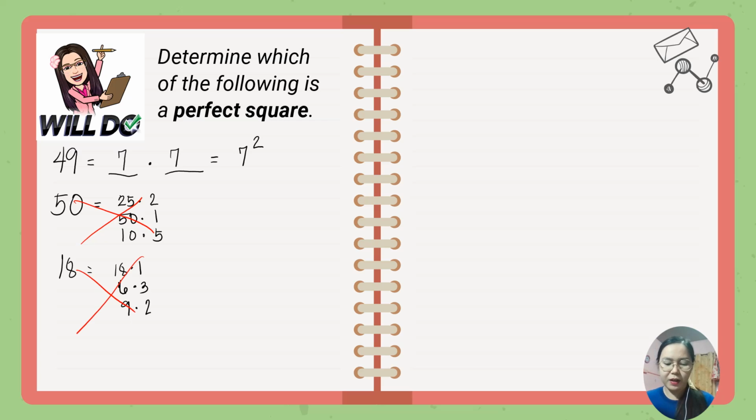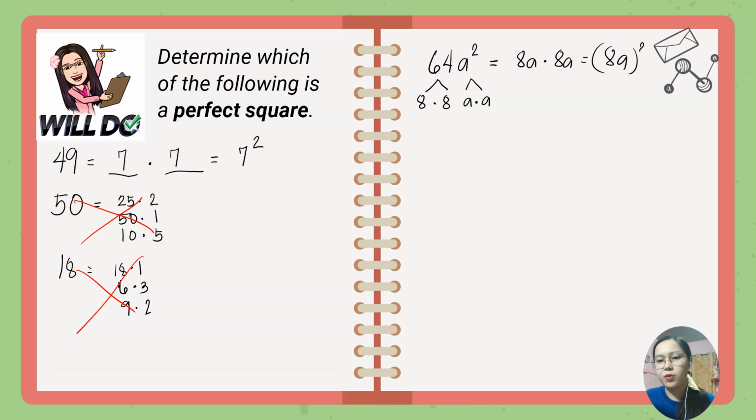How about 64a squared? Is it a perfect square? Let's see. So 64, of course, has 8 times 8. 8 multiplied by 8. A squared is a multiplied by a. Therefore, we can write it as 8a multiplied by 8a, or simply (8a) squared.